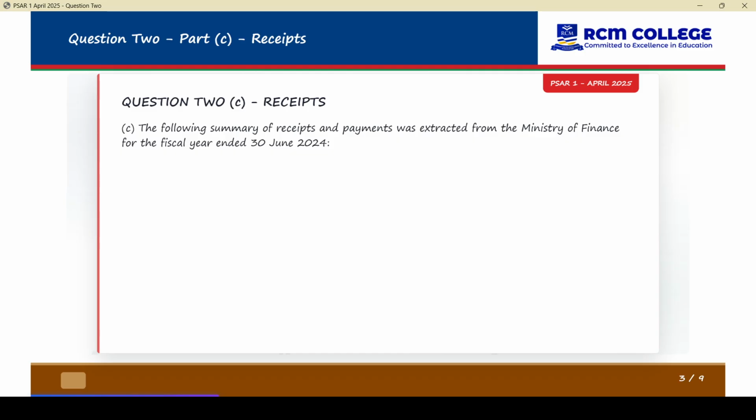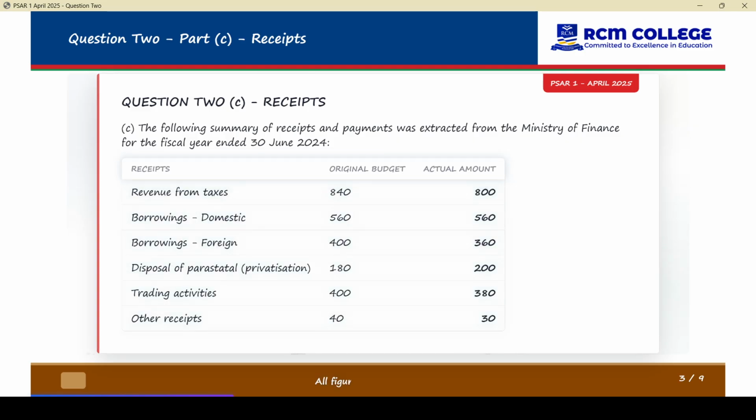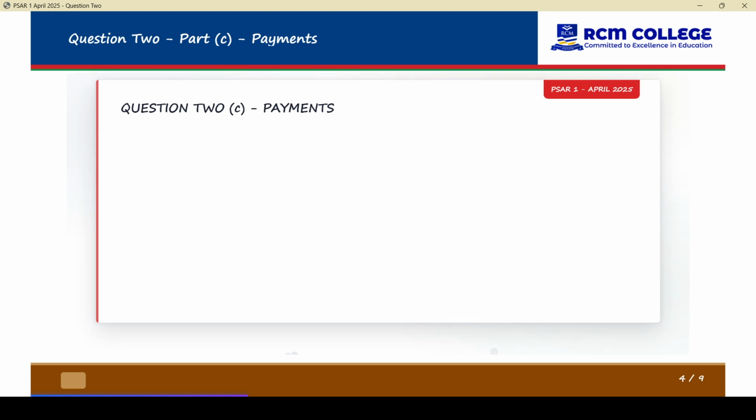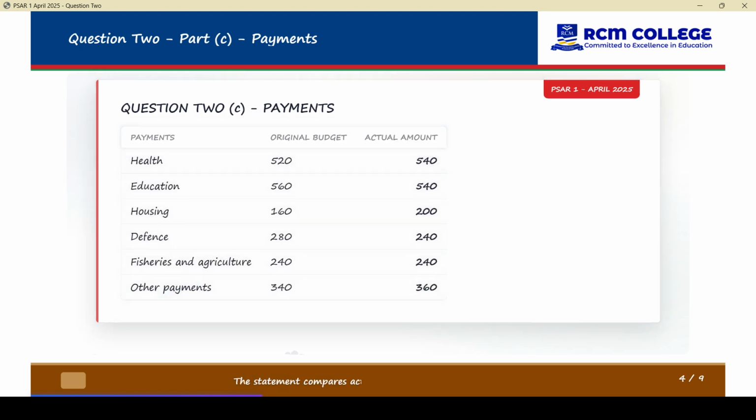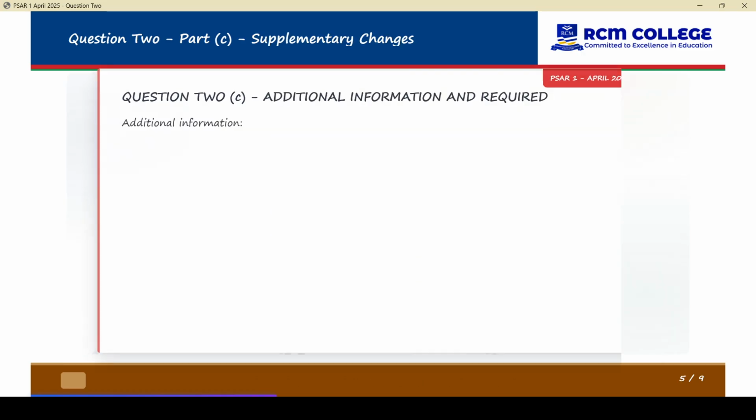Once you download, you see the following summary of receipts and payments was extracted from the Ministry of Finance for the fiscal year ended 30th June 2024. This is the revenue. We will walk through together. The revenue here: borrowings, foreign, disposal, trade, other receipts. And then these are the payments: health, education, housing, defense, fisheries, other payments.